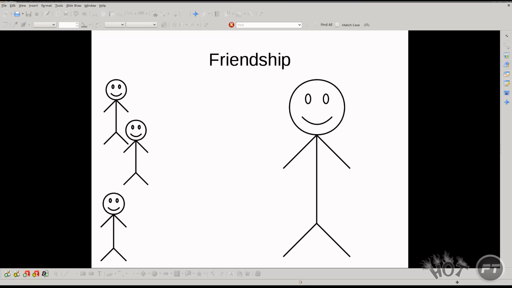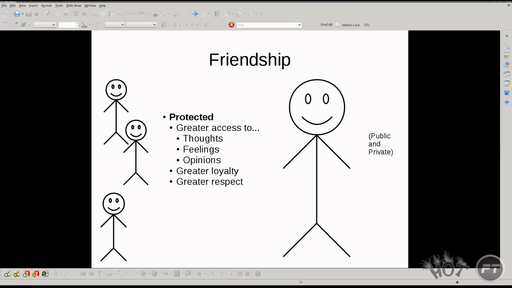And so this carries over with the idea of friendship in programming, because this adds another level of access to our list. So of course you have public and private, and your friends can access the public things, but they still can't access the private. But they can access another level called protected, and this would give them greater access to your thoughts, your feelings, and your opinions, because you trust them more. You aren't as likely to question what they're going to do with what you tell them. You're also going to be more loyal and more respectful to them because they're your friends, and you can trust them more.